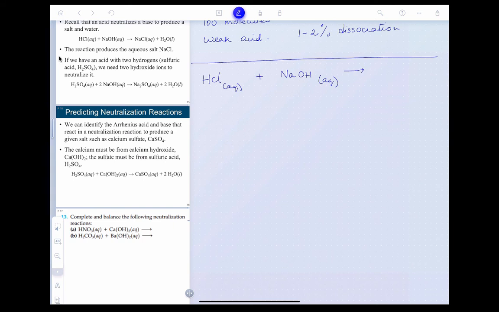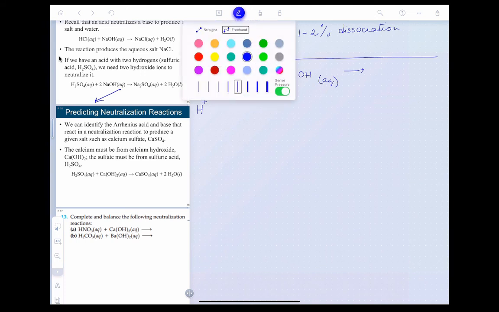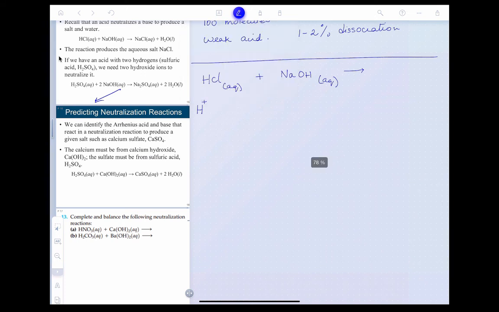So the question is, how do you predict the products of the neutralization reaction? Really important. You have a question or two on the final on predicting the product. The first thing you want to do is break this down into ions.